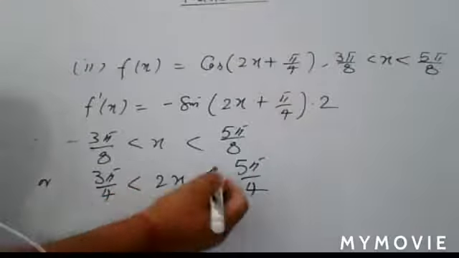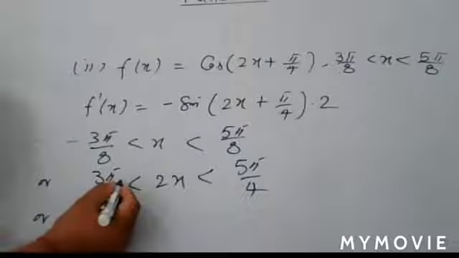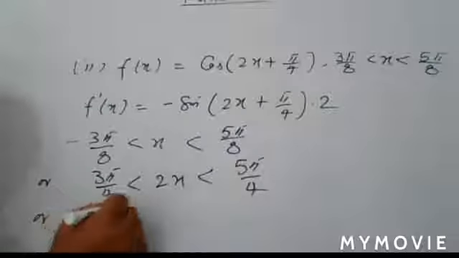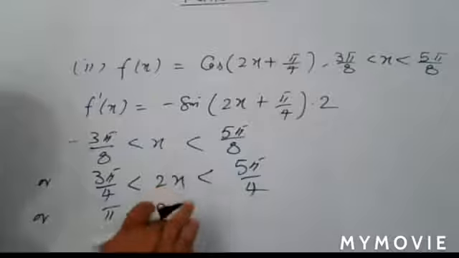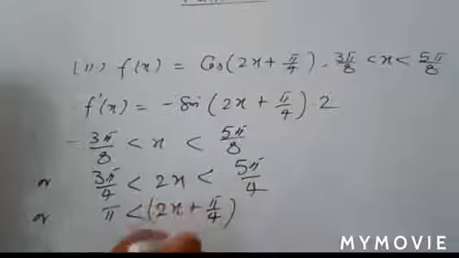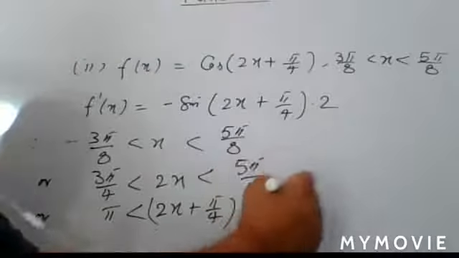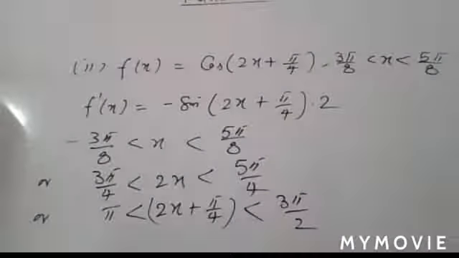So if you are adding pi by 4 to each term, here you have 4 pi by 4, so here you have pi. This side you have 2x plus pi by 4, and here if you are adding pi by 4, you have 6 pi by 4, means 3 pi by 2.